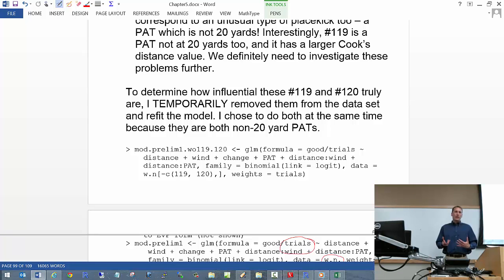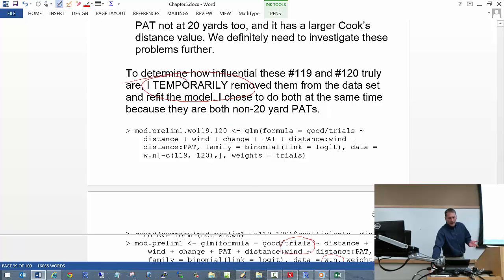And the way to do that is you temporarily remove them from the data set, re-estimate the model to the remaining data, and look at your beta hats. Do they change compared to what we had before? Notice the emphasis here on the word temporarily. I'm temporarily removing 119 and 120. The reason why I'm doing both of them at the same time rather than maybe just one of them at a time is because I saw that they had a common characteristic about them. The fact that they were non-20-yard PATs.